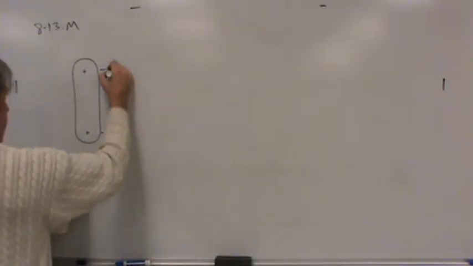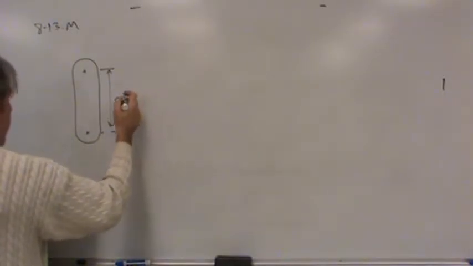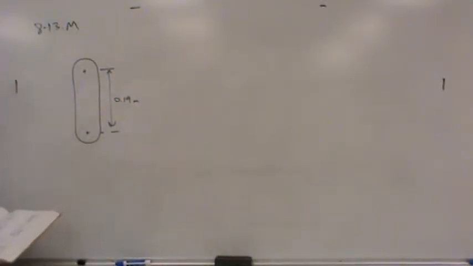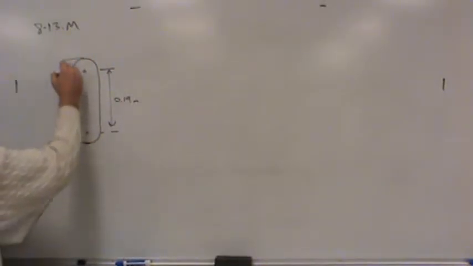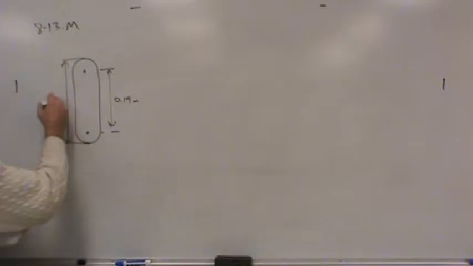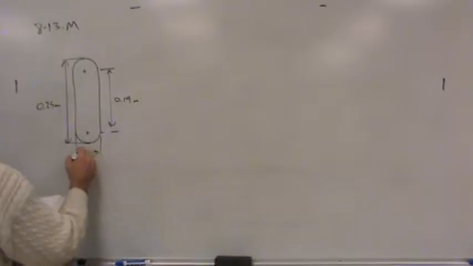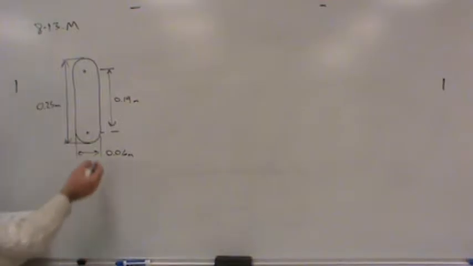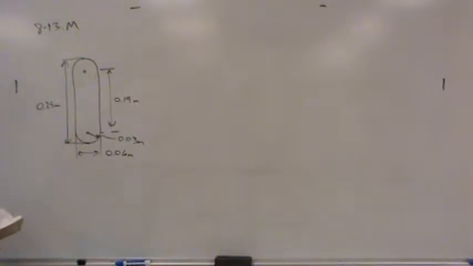The spacing here is 0, well, let's see. I would rather work in meters, so 0.19 meters. The overall height is 250 millimeters, which is 0.25 meters. And then the thickness of this thing, or the width, is 60 millimeters, so 0.06 meters. So obviously the radius here is 0.03 meters. Okay, and all that would make sense, because if we take 0.06 from 0.25, we'd get 0.19.